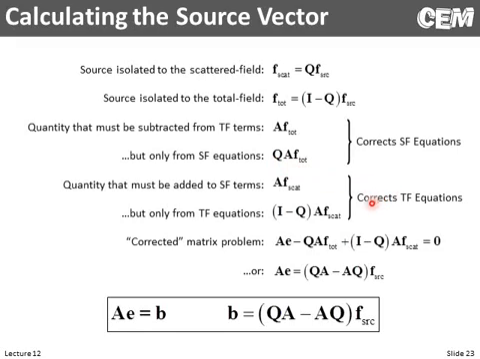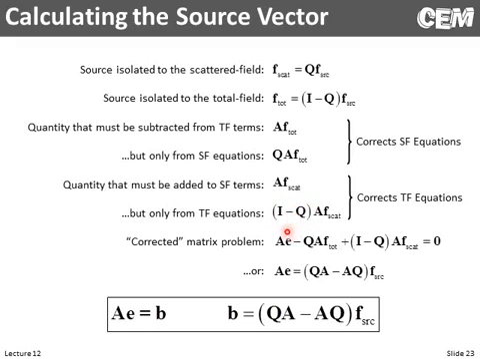Next, we want to correct the finite difference equations in the total field region. And some of these on the boundary contain scattered field terms. In this case, we're going to want to add those terms to make the scattered field quantities look like total field quantities. Well, what is it we need to add? It's going to be A times the source isolated to the scattered field region. But we don't want to add these everywhere. We only want to add them to the total field equations. So we need to isolate those corrections to the total field region.